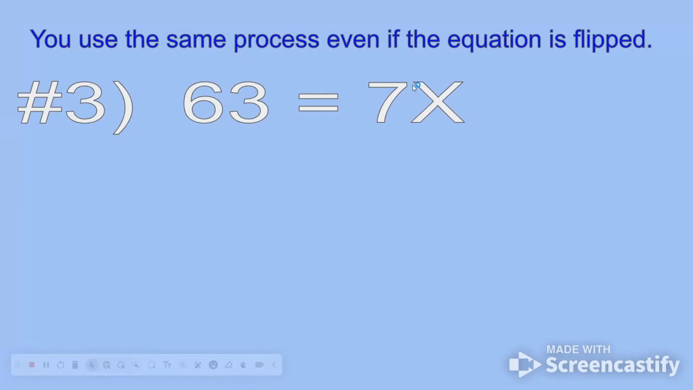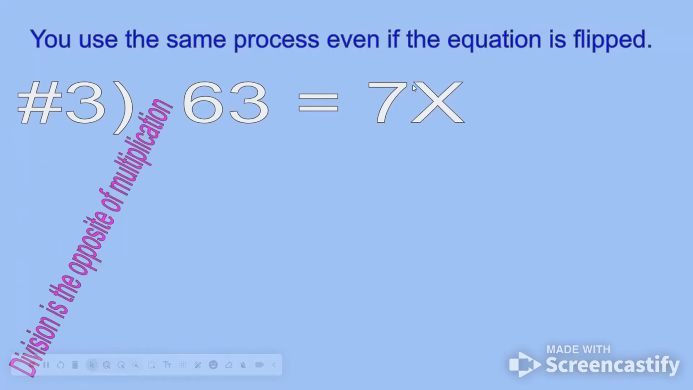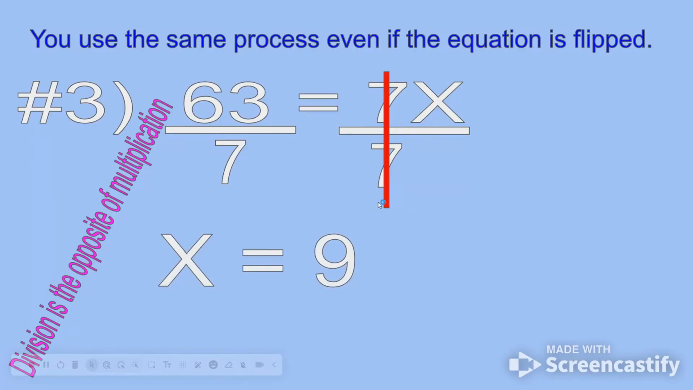Since this is a multiplication problem, division is the opposite of multiplication, so we're going to divide both sides by 7. We divide this side by 7 because that's the coefficient. We always divide by the coefficient of x so that it'll cancel out and leave us with just our variable. If I divide the right side by 7, I have to divide the left side by 7 to keep it equal. And when I do that, this x is by itself, and 63 divided by 7 is 9.